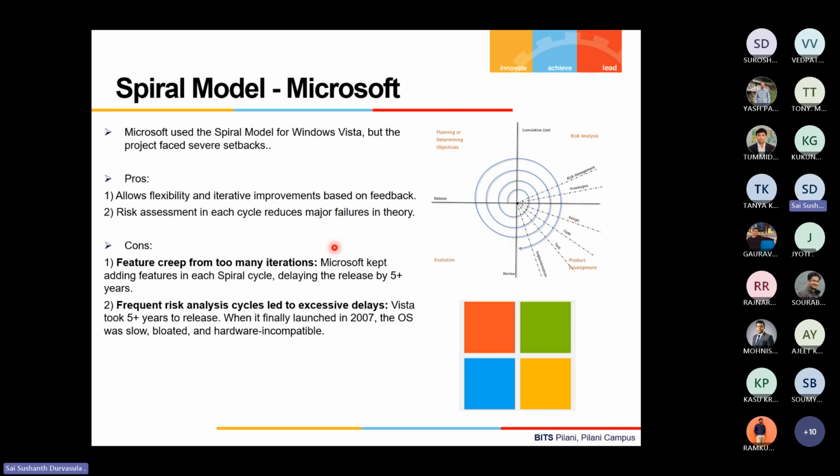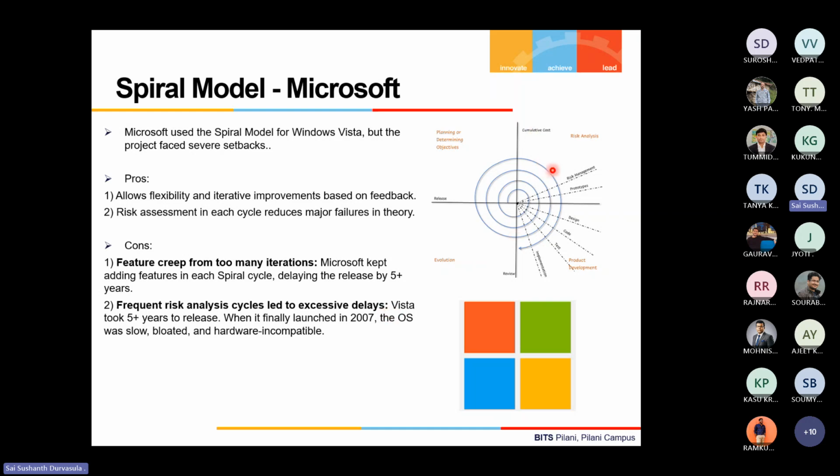Yeah, and I think, cons wise, I just had to list a few here just because we would next go to the other model. To be frank, this model itself has many dimensions to it, right? So the only things that were cons here were Microsoft kept adding more features in that cycle, delaying the release by more time, right? For that Windows Vista, I think you all know how much time it took to finally be available. So frequent risk analysis added that overhead is the major con that is highlighted here, but it's that call and trade-off that we have, right?